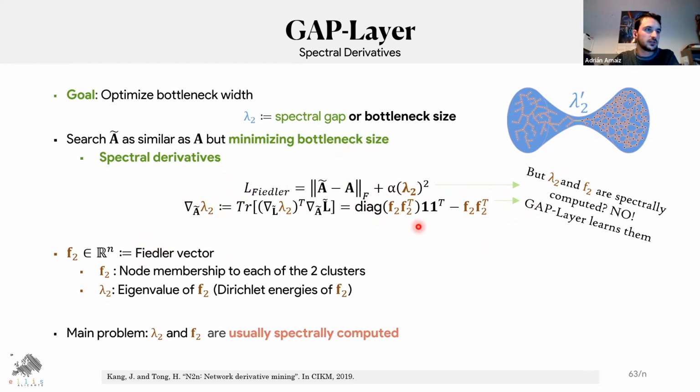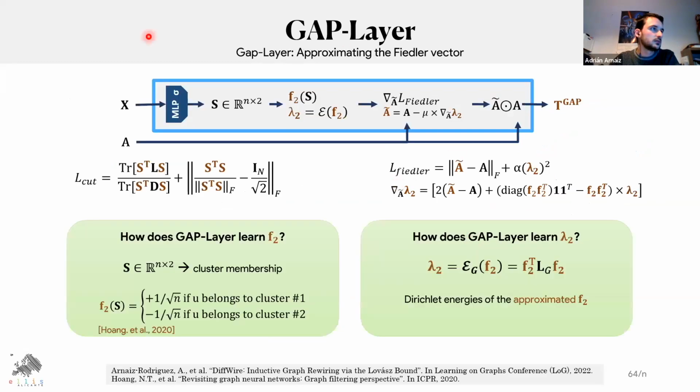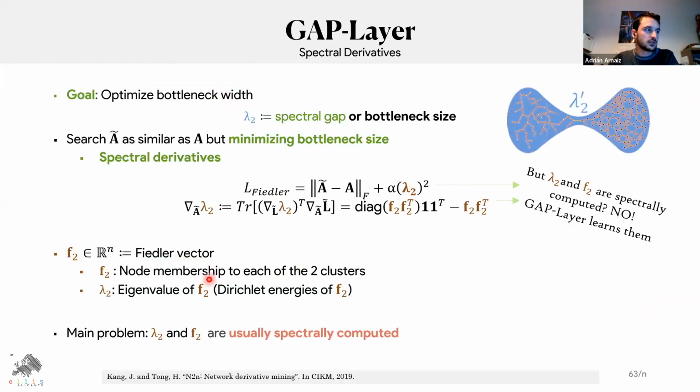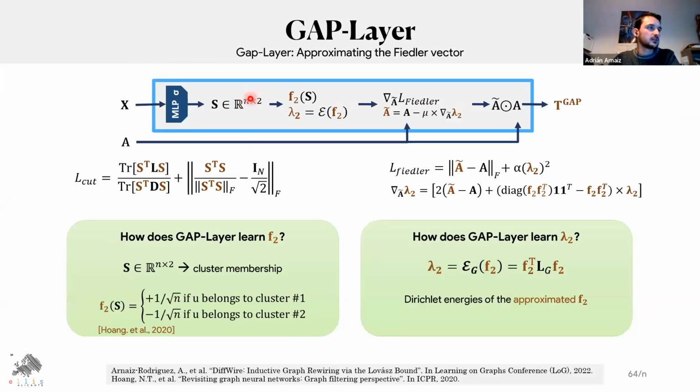Obviously, computing this filter value and this filter vector spectrally is very costly. But we can see the filter vector, as we have seen throughout the presentation and the tutorial, as the node membership of 2 clusters, and the values are the Dirichlet energies. So we can use a similar schema as the CT layer, but for learning both of these values. What we are learning here is just the mapping of the features into 2 clusters, which is, as we have seen here, a kind of approximation of the filter vector, okay?